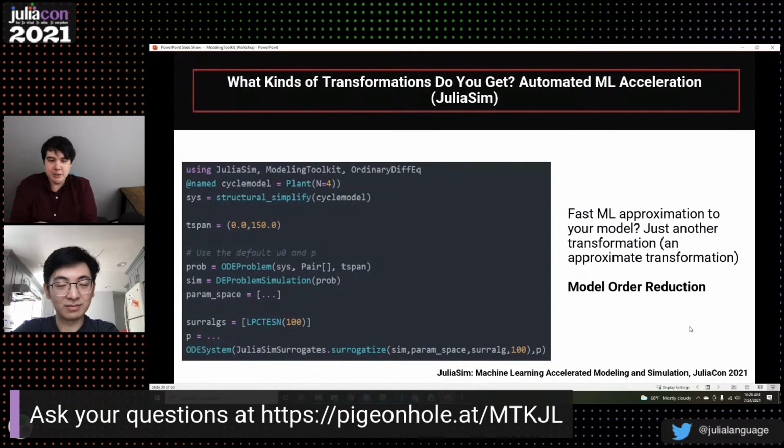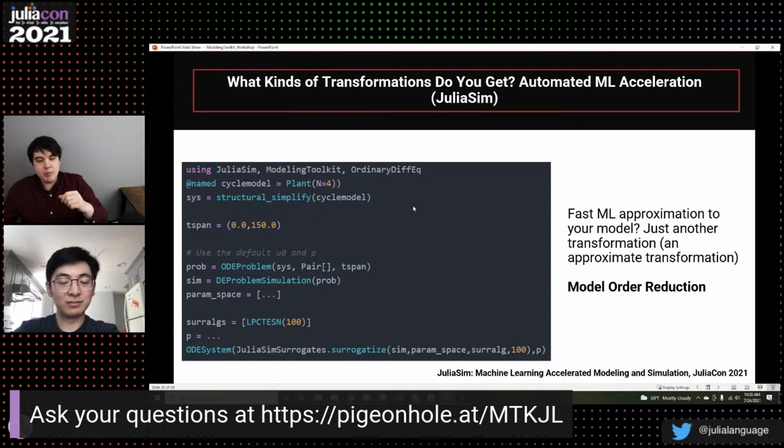Now, what kind of transformations do you get from ModelingToolkit? Well, you also get ones like machine learning acceleration. I'll be giving a talk later at JuliaCon about how JuliaSim allows for machine learning accelerated modeling and simulation. You can think about model order reduction as another transformation in your model. It's just an approximate transformation, right?